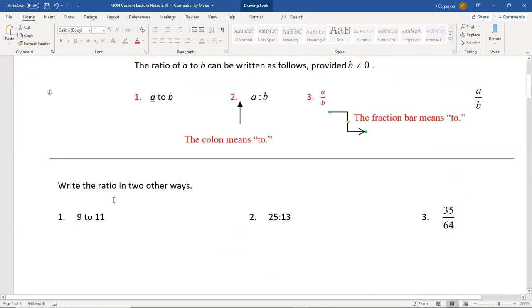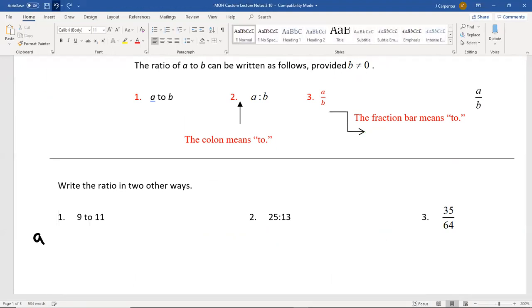So for 1, 2, and 3, it says to write the ratio in 2 other ways. So they're giving us one of the 3 ways, and we need to write the other 2. So for number 1, they wrote the word version, 9 to 11. So that means we need to write the colon version, 9 colon 11. So that's read as 9 to 11. Or we could use the fraction 9 on top of 11. So that's the 3 ways a ratio could be written. All of them, if we say it out loud, are still 9 to 11.